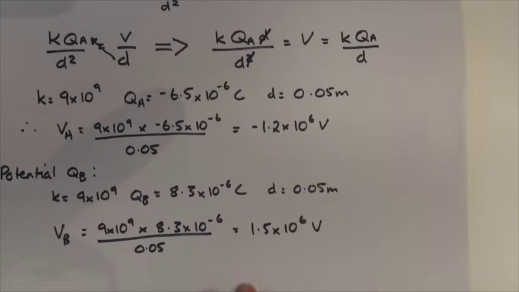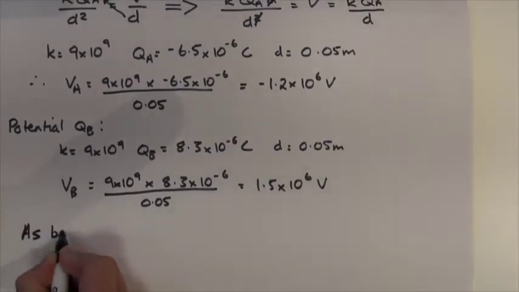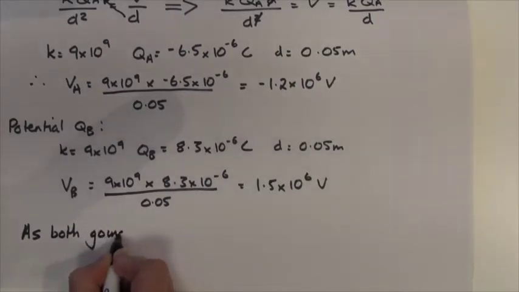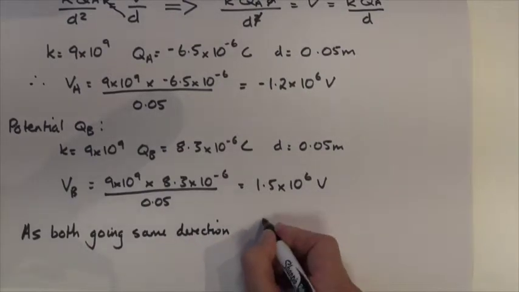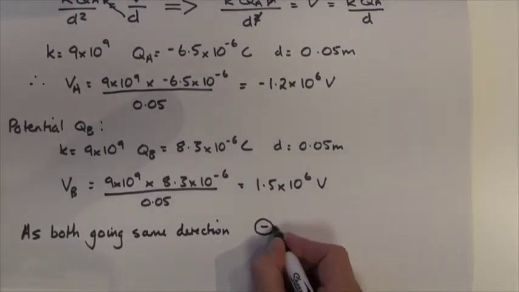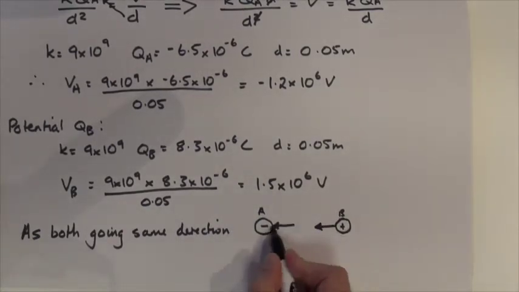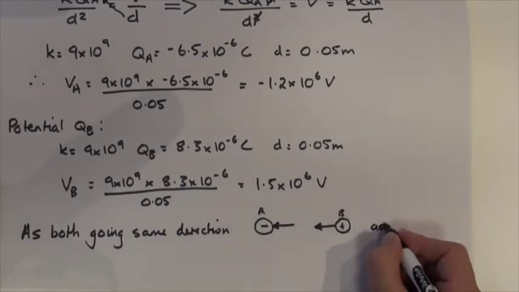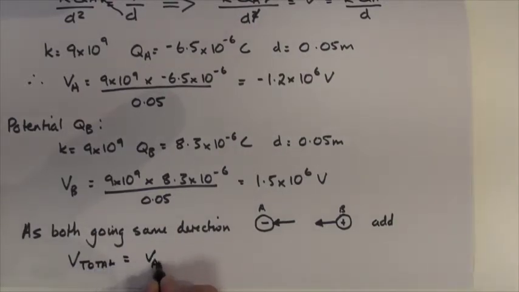Now, what else do I know? Well, I've got the two voltages at this point. Now I need to combine them. As they're both going in the same direction, and that's basically because I've got a negative charge for A, which means that the electric field lines are going into it, and for B, they're going away because it's positive, I can add the two potentials. So I'll just note that down. That means that my total potential at the midpoint is VA plus VB.